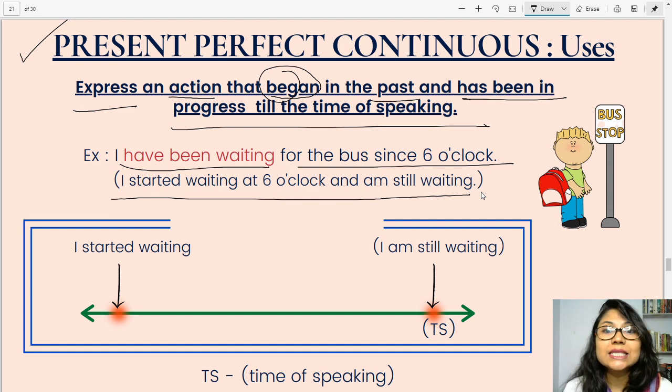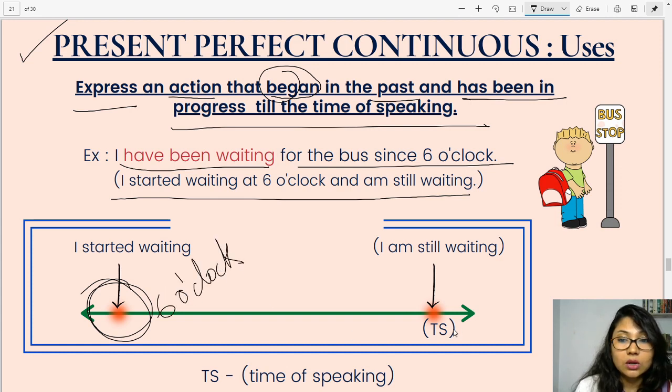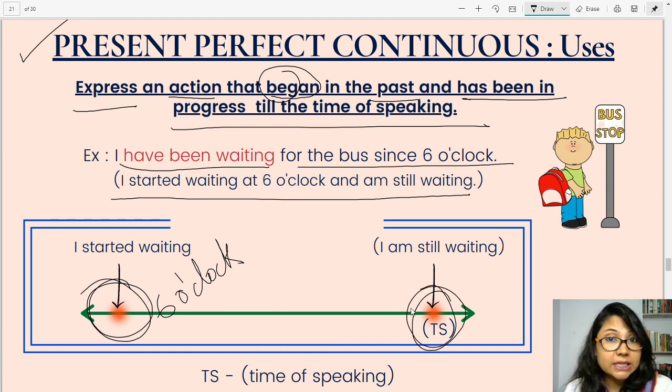Let's look at the sentence on the timeline. See, I started waiting here. That is, since 6 o'clock. So I've been waiting since 6 o'clock. And here I am, that is my time of speaking. I am still waiting. Look at this boy, sad face, waiting for the bus, which has not yet arrived.